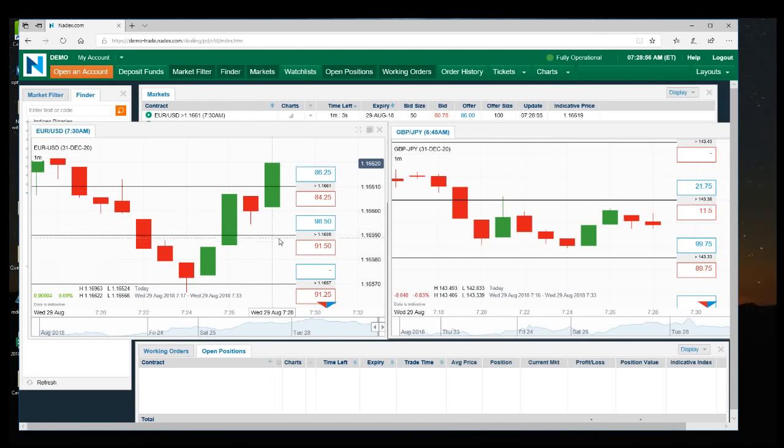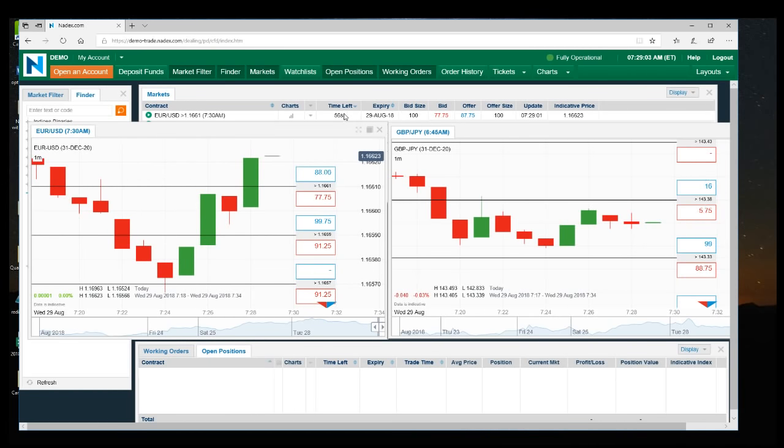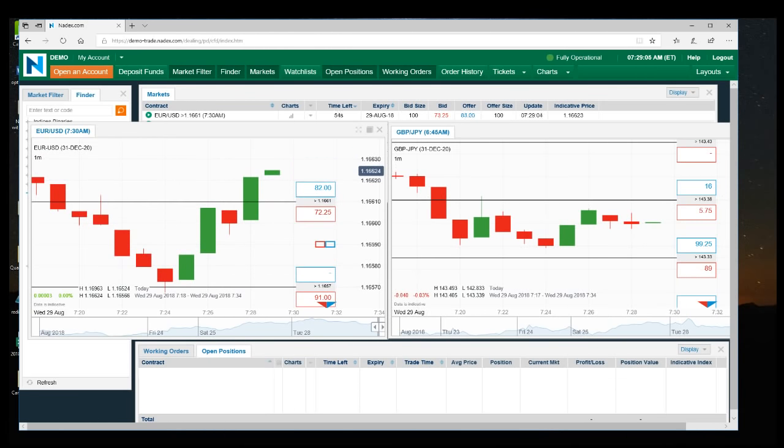Have the charts the size that I have. In this particular one on the euro, there's only about 57 seconds left. I don't want to enter a 5-minute binary with only 50 seconds left. So I'm just going to sit and wait and watch.